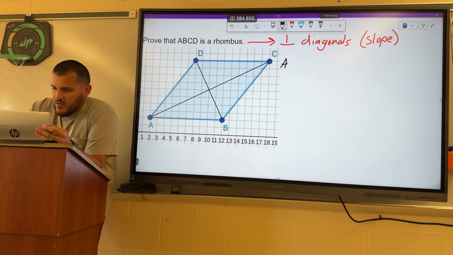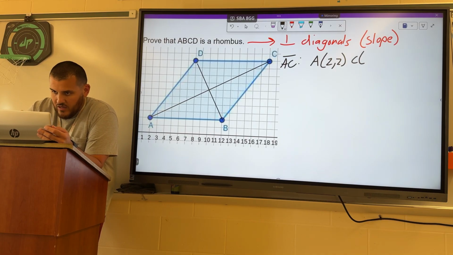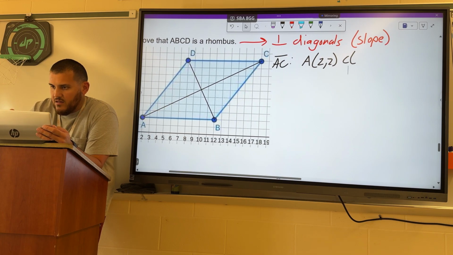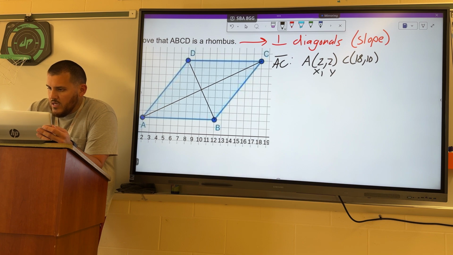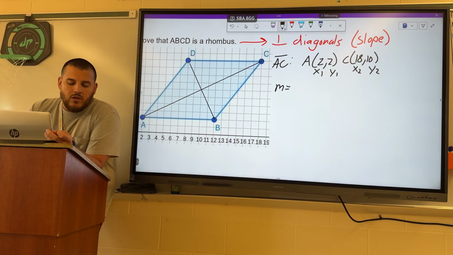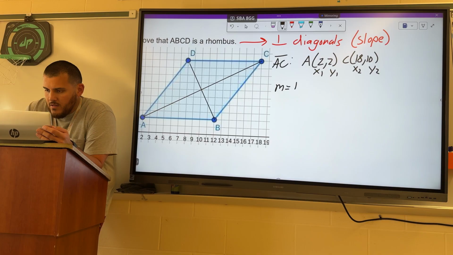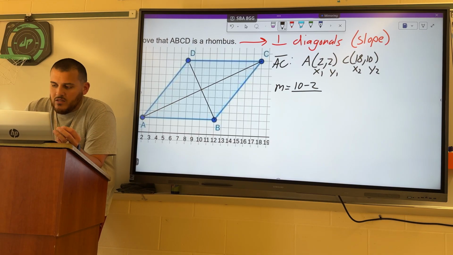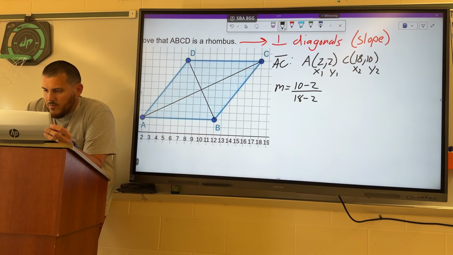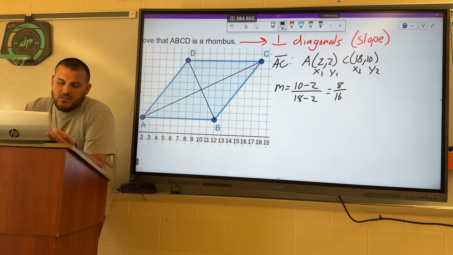So I'm going to stay organized. I'm going to start with AC. We got to know the location of our points here. A is located at 2, 2. C is located at 18, 10. We're going to label those, because we need to plug them into our slope formula, and we need to do it accurately. We have y2 minus y1 on top. That would be 10 minus 2 over x2 minus x1 on the bottom, 18 minus 2. 10 minus 2 is 8. 18 minus 2 is positive 16. We can reduce that 8 over 16 to 1/2.